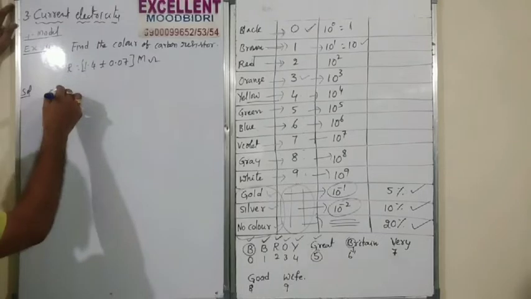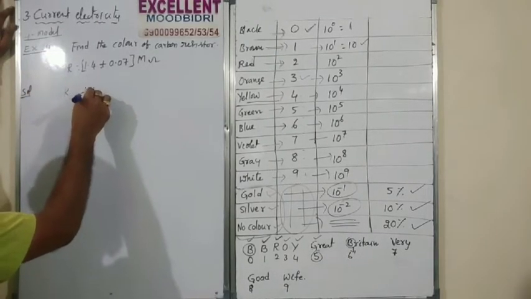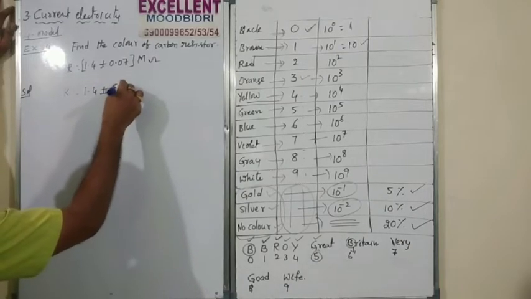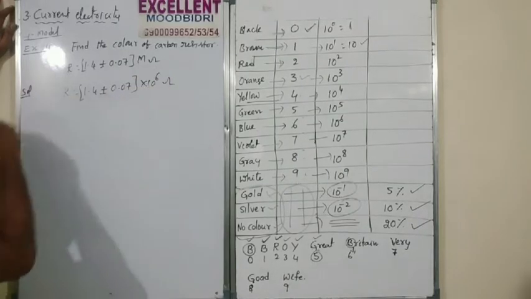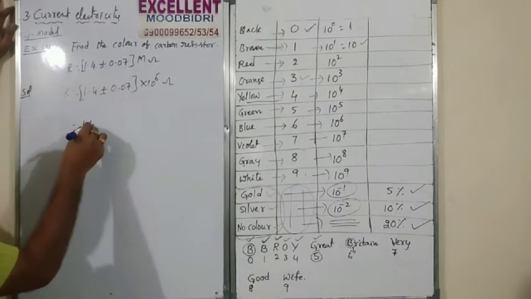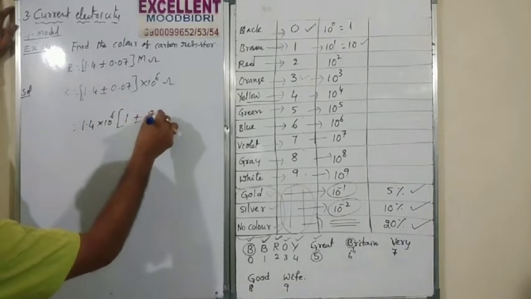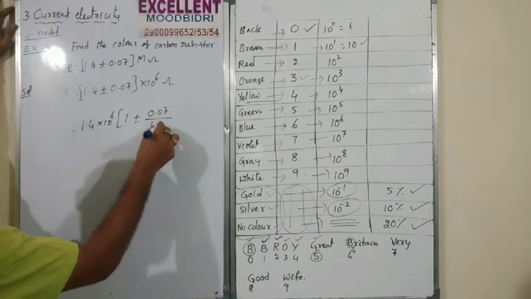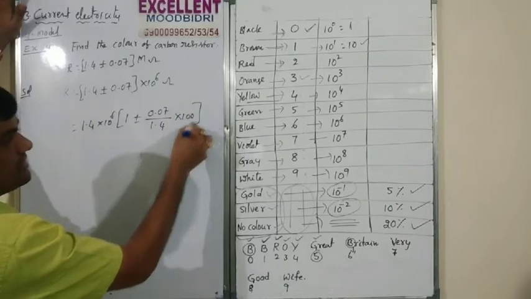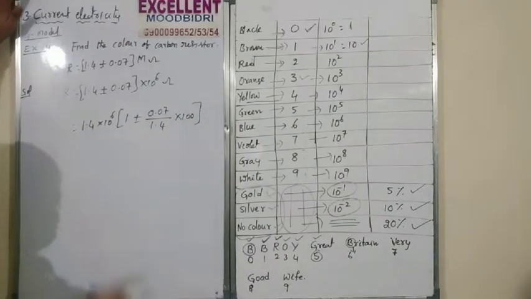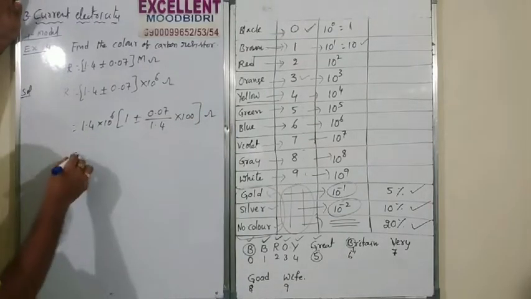Here R is equal to 1.4 plus or minus 0.07 into 10 power 6 ohms, since mega means 10 power 6. So take 1.4 common: 1.4 into 10 power 6, into 1 plus or minus 0.07 by 1.4. Now I want the percentage, so I want to multiply by 100. Correct? How much will come?